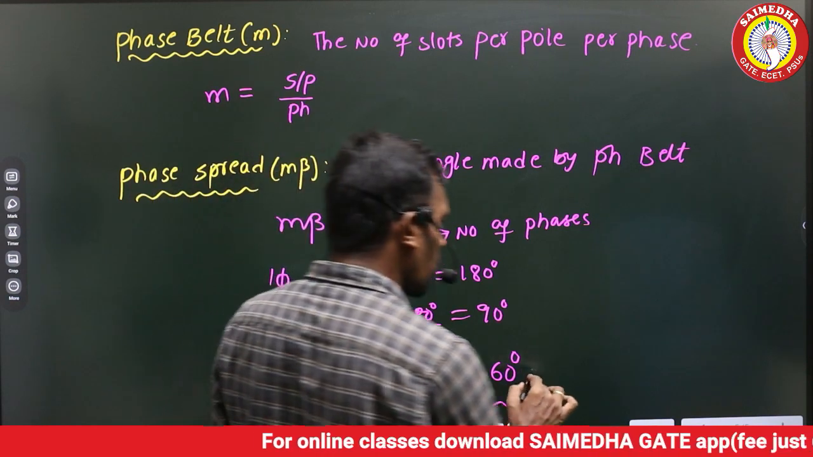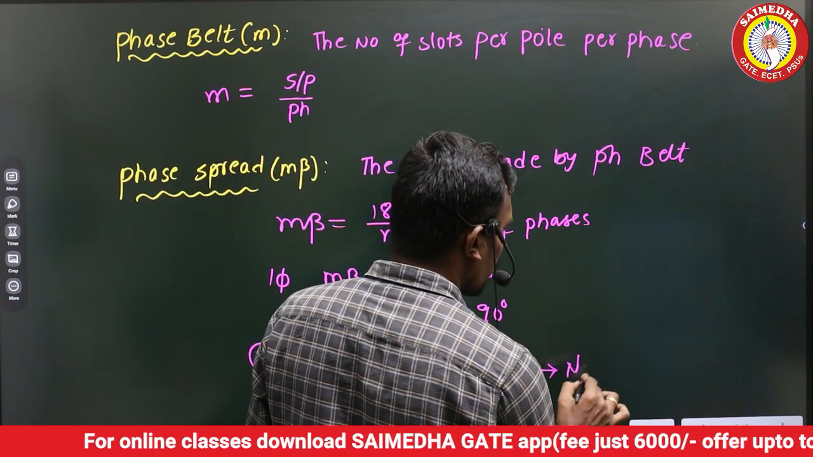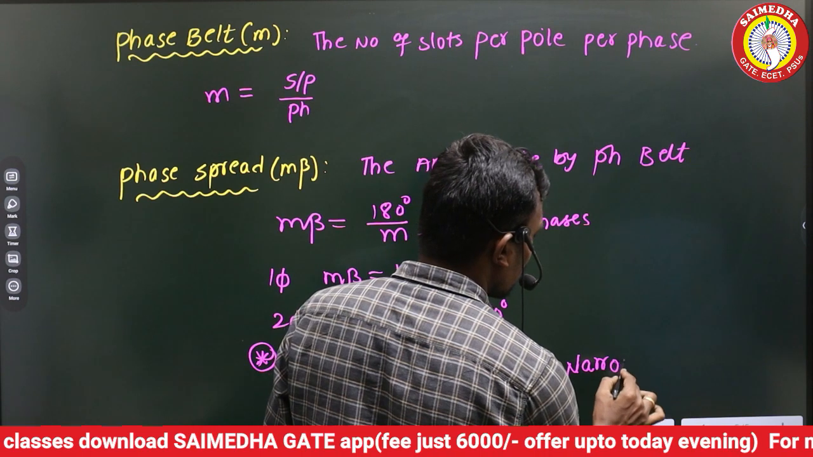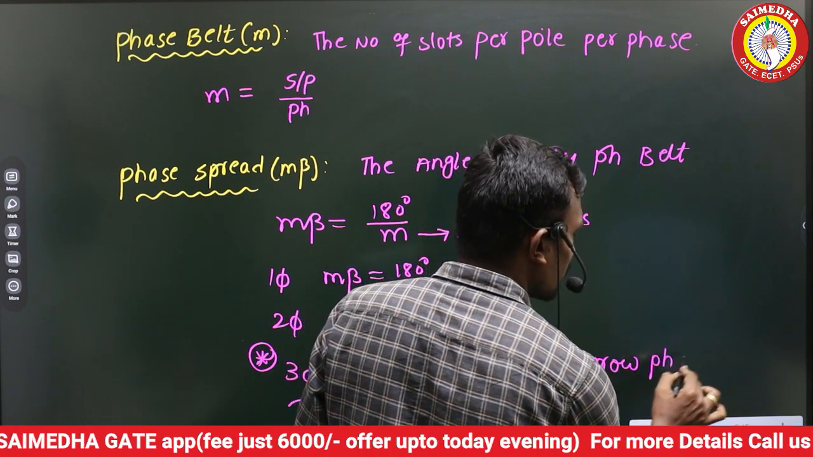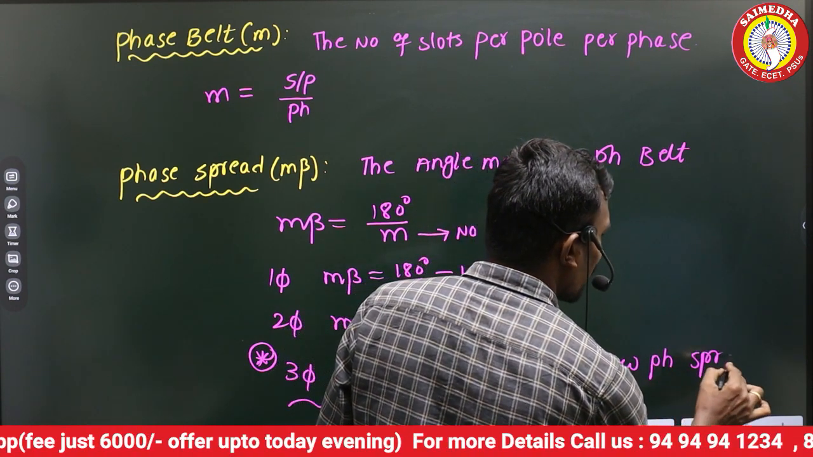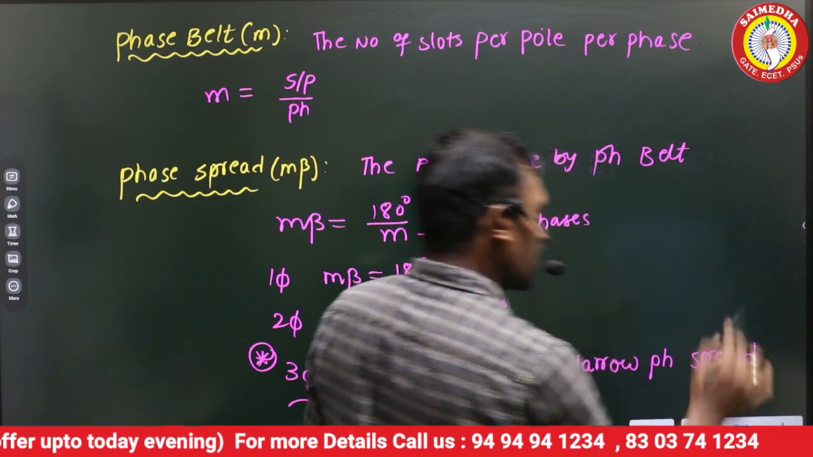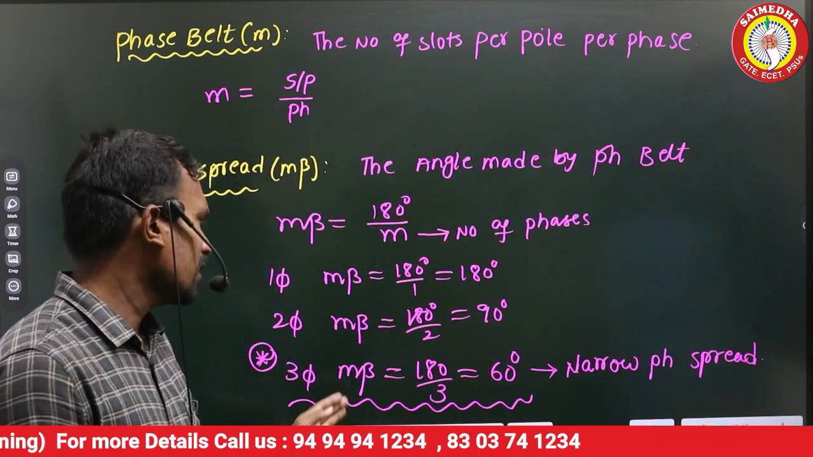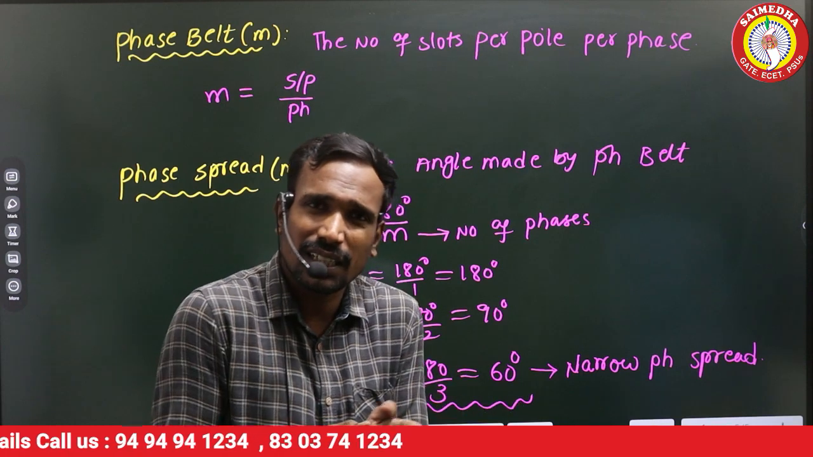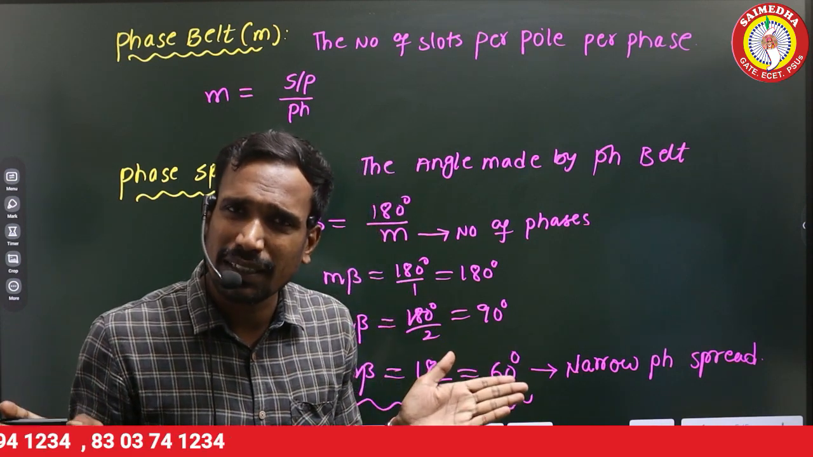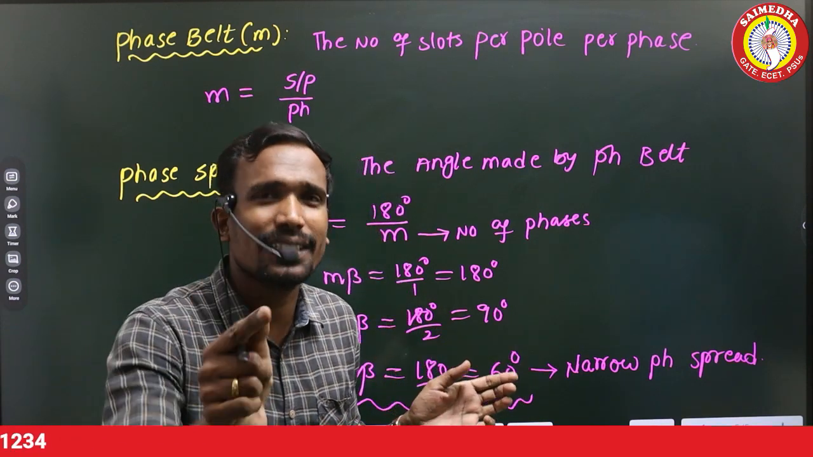This is also called narrow phase spread. Remember this word: narrow phase spread. Narrow phase spread is nothing but the phase spread being equal to 60 degrees. Then what is broad phase spread? I will explain that in the next video.